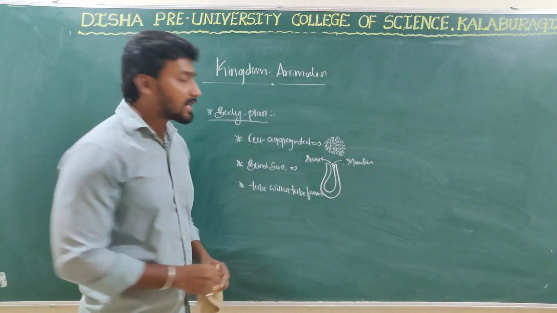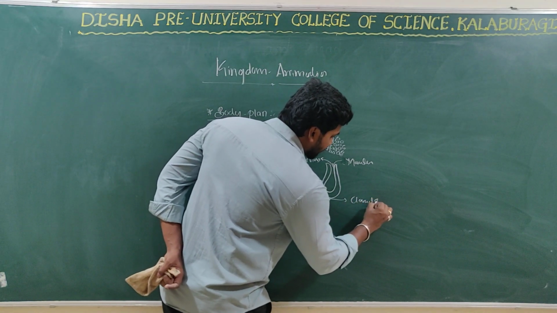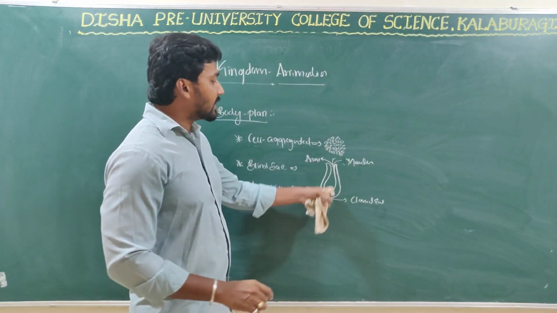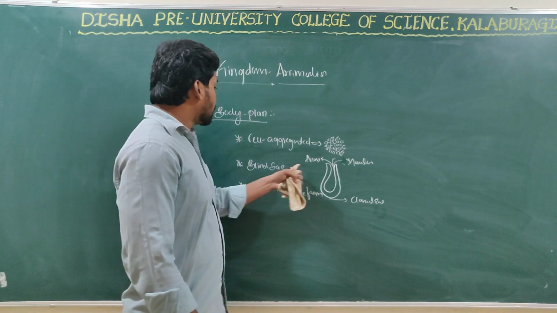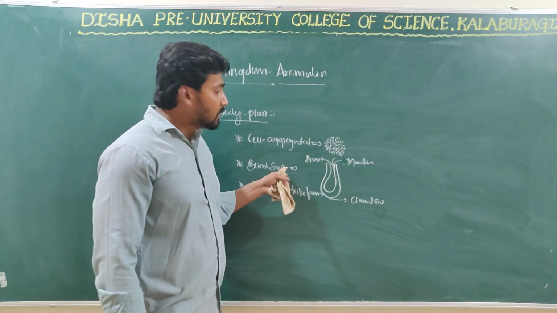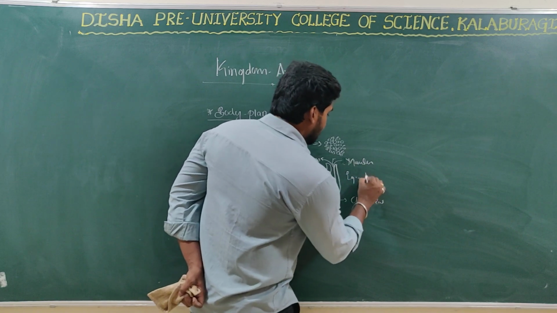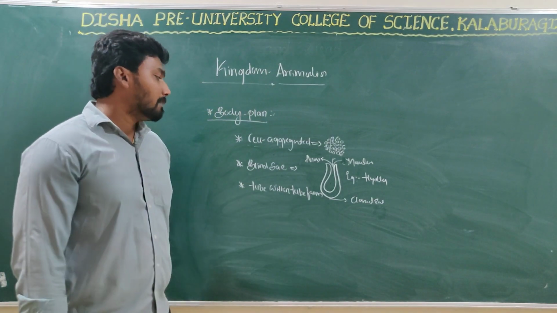Why is it said to be a blind sac? Because one end is closed. This is the closed end, and this end is open. So this end is blind. That's why it is said to be the blind sac type of body plan. One best example you can give for blind sac is Hydra.